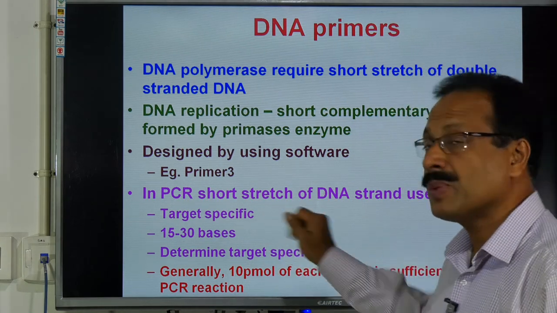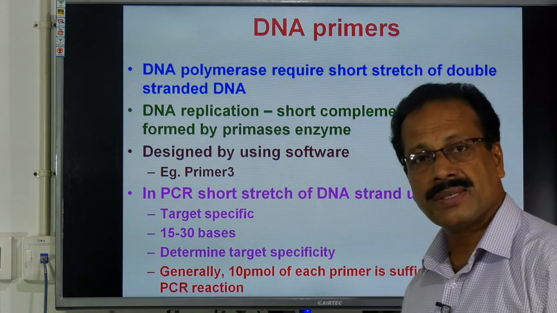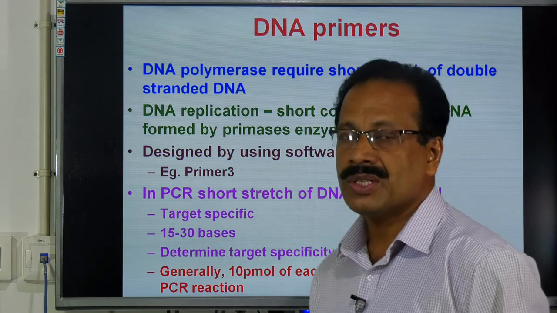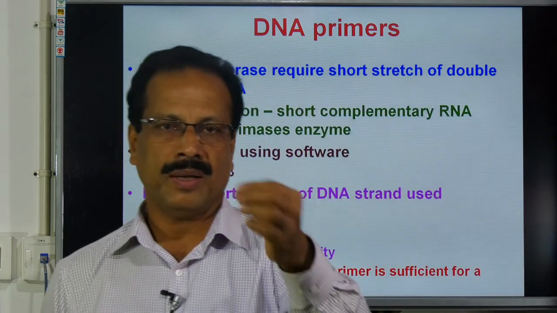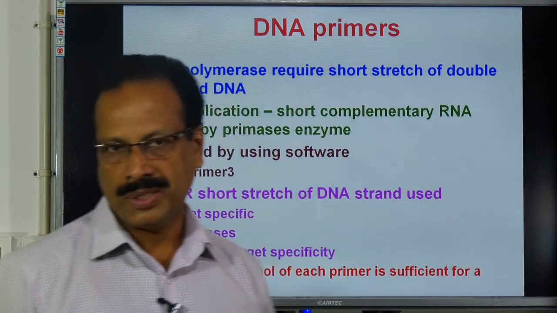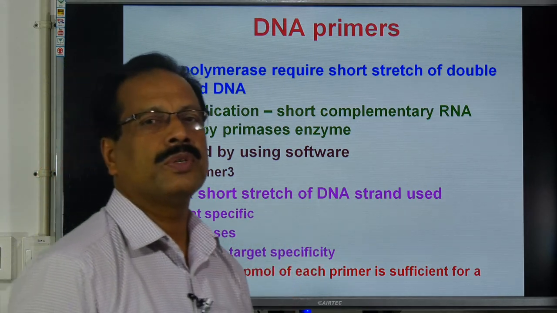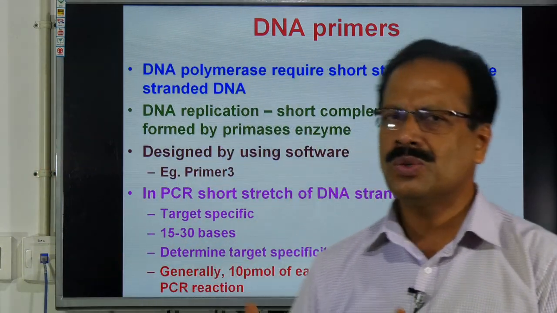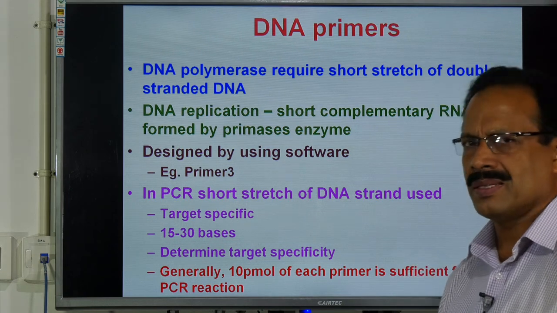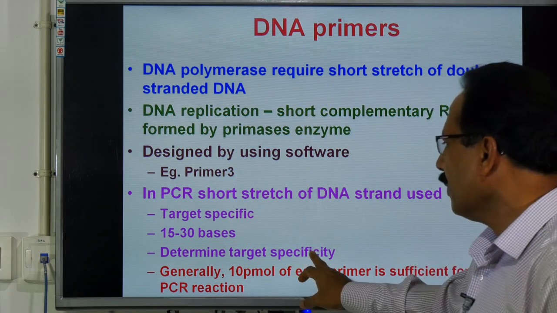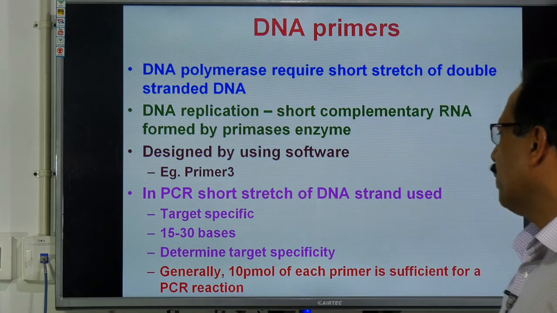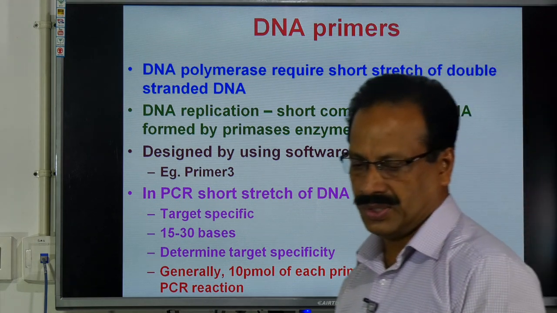So it should be target specific, 15 to 30 bases in length, because if the primer is short, there is a high chance of annealing and efficient PCR product, but also a high chance of non-specific binding. So we use around 20 or more bases in a primer. Generally 10 picomole of each primer is sufficient for a reaction.